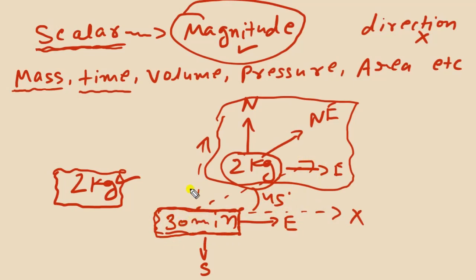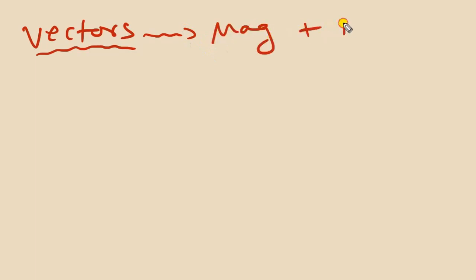Clear? Let's talk about another type of physical quantity, which is vectors. We know that a vector quantity has two properties. First is magnitude and second is direction.